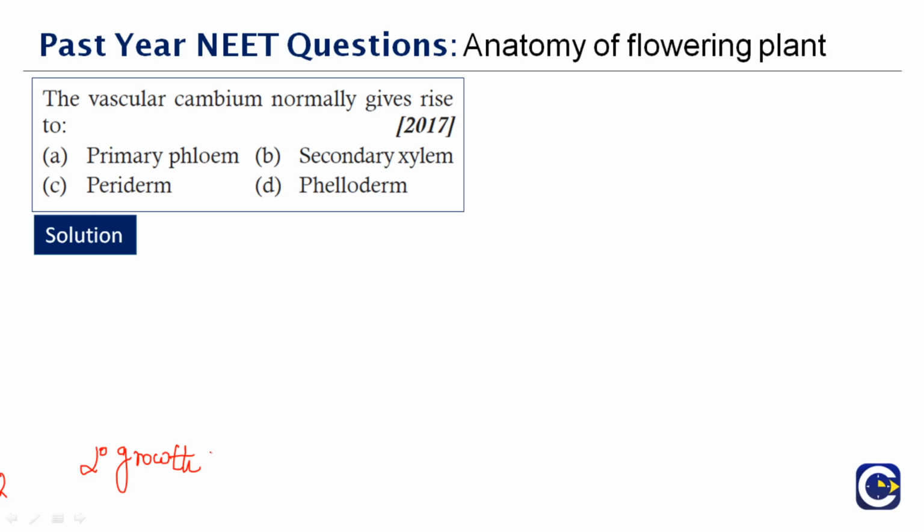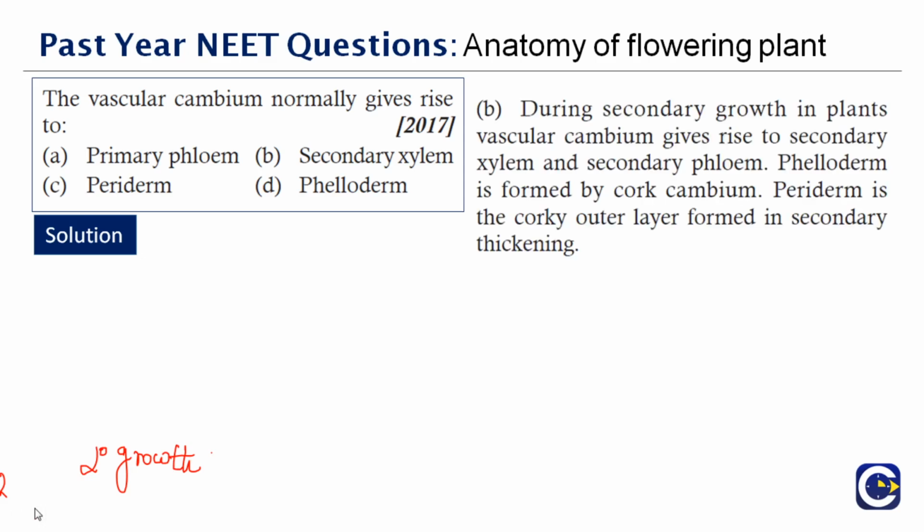So phellogen is a compound, I mean it's formed by the cork cambium, and periderm, if you see, so you have some options here, phelloderm, and then you have periderm. So phelloderm, if you see, it is actually formed by the cork cambium, not by vascular cambium. Periderm, if you see, it's the corky outer layer formed by the secondary thickening. So vascular cambium normally gives rise to the secondary xylem and phloem. Therefore, the correct answer to this question is option B.